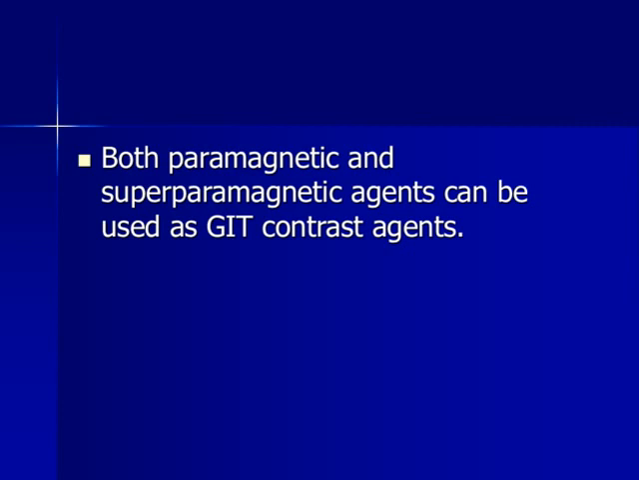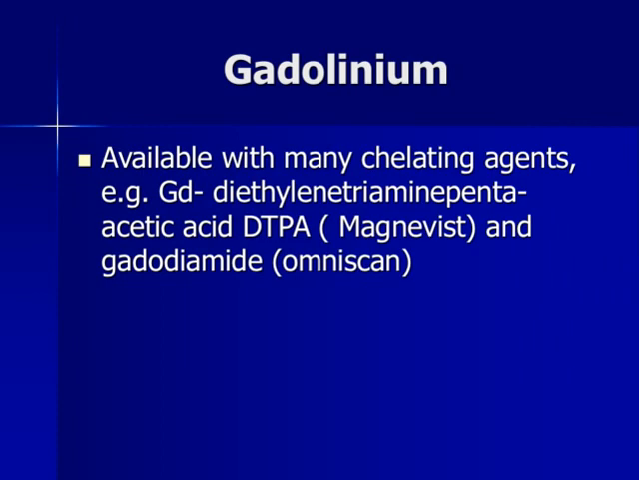Someone can drink it. Okay, not delicious, but at least I can drink it. Okay. Regarding gadolinium, they are available with many chelating agents like gadolinium DTPA, which is the Magnevist, and Omniscan, and a lot of different trade names. All of them is gadolinium with something that chelates them.